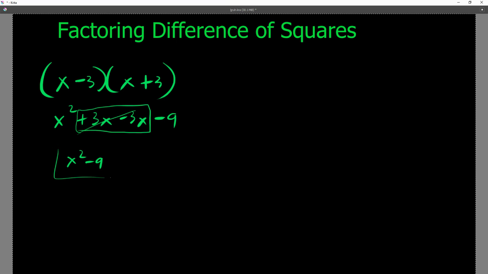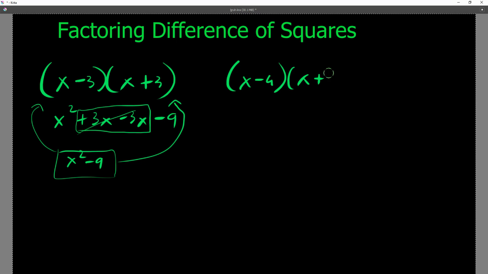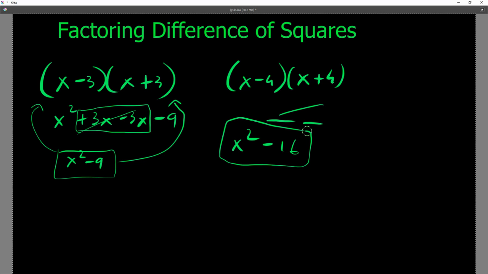So x squared minus 9, when you factor that, becomes x minus 3, x plus 3. Same thing if you have x minus 4 times x plus 4. When you multiply them together, the middle terms cancel each other, so you have just x squared, and the last term is negative 16. So that's the pattern that we want to memorize, basically, so we can factor them. We're just going backwards, right?